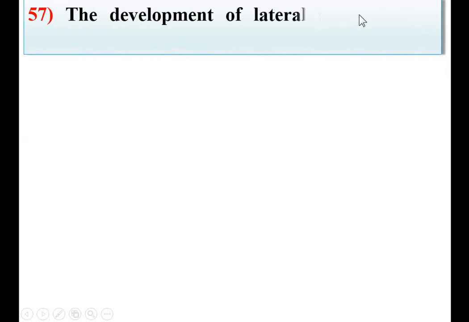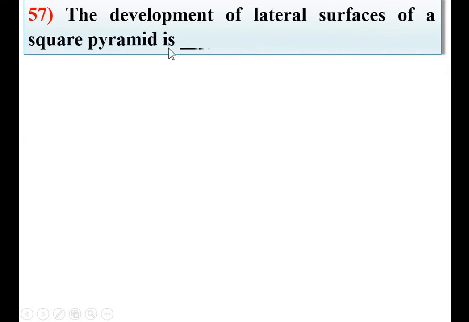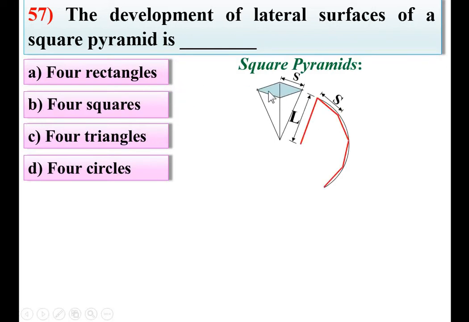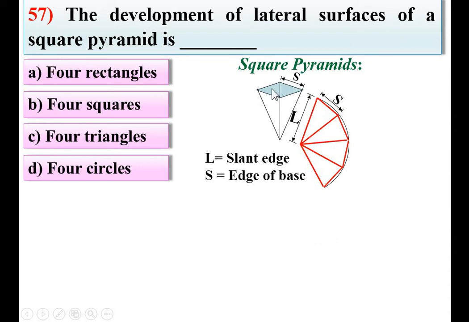Next, the development of lateral surface of a square pyramid is blank. Option: 4 rectangles, 4 squares, 4 triangles, 4 circles. So let's consider the figure. Square pyramid. So this is the square pyramid having apex point and 4 triangular lateral face and 1 square base. And if I develop it, then I will get 4 triangular lateral faces in the development, and that is indicated by the red color. And so that over here 4 triangles, that means C is the right answer.